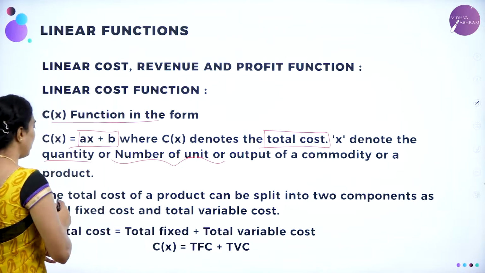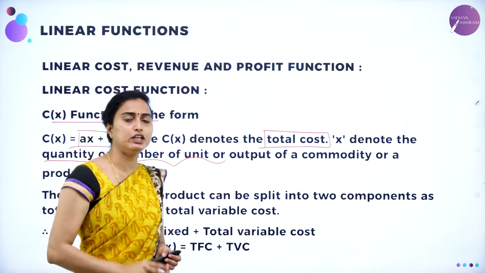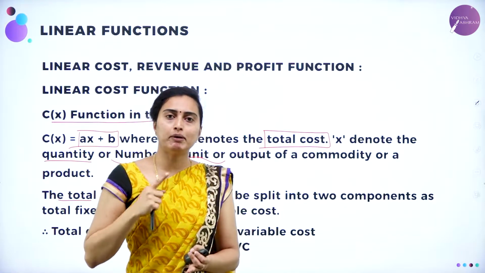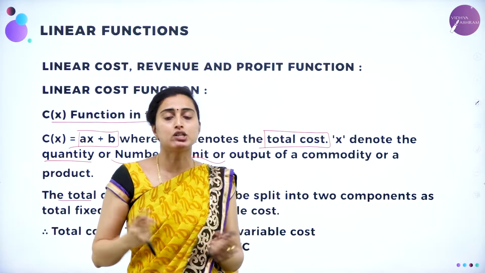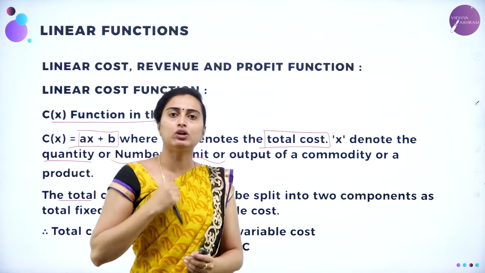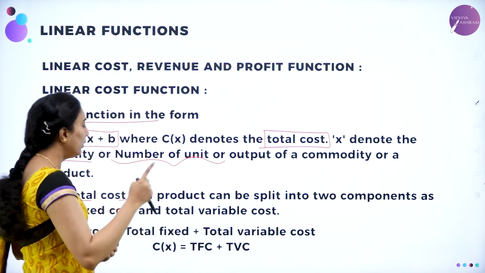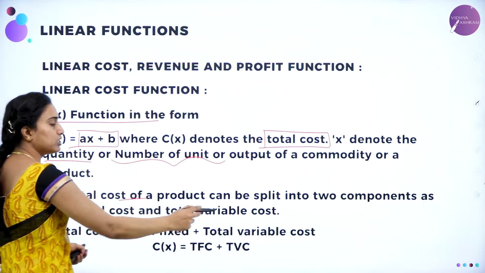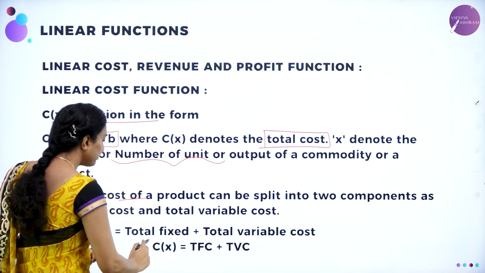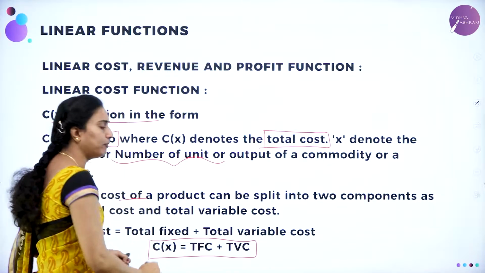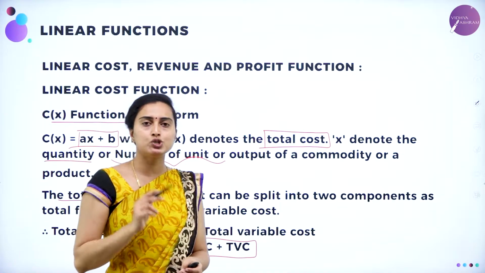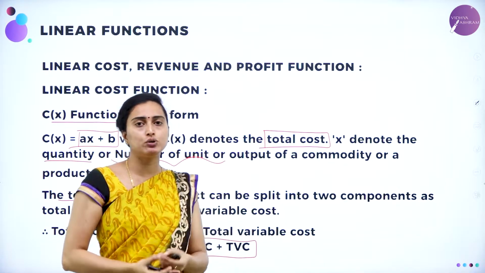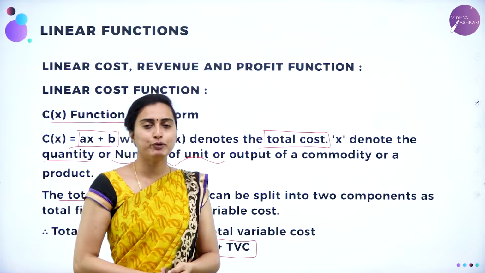Next, we'll be moving on to the total cost of a product, which can be split into two components, which are nothing but total variable cost and total fixed cost. Together they are going to be known as the total cost function. So therefore, we are going to write the formula. Total cost is equal to total fixed cost plus total variable cost. Here, C of x is equal to TFC plus TVC. TFC means total fixed cost. TVC means total variable cost. Together they give you the cost function. I hope you understood this one.